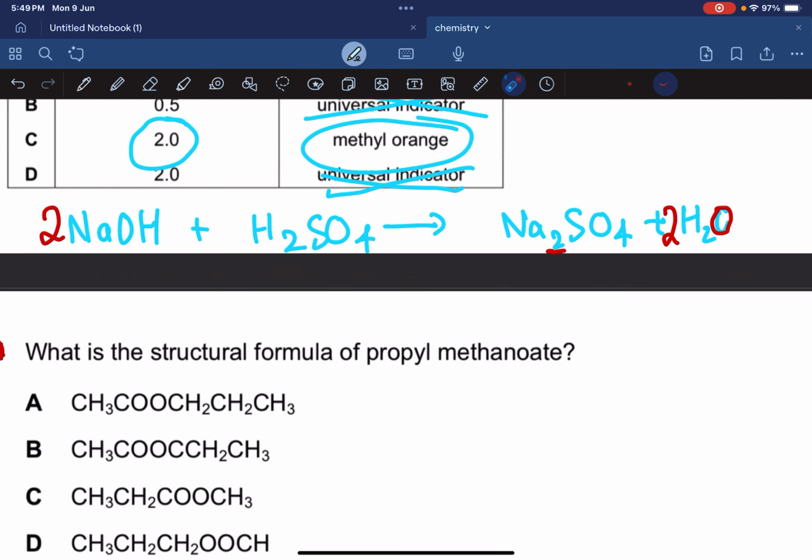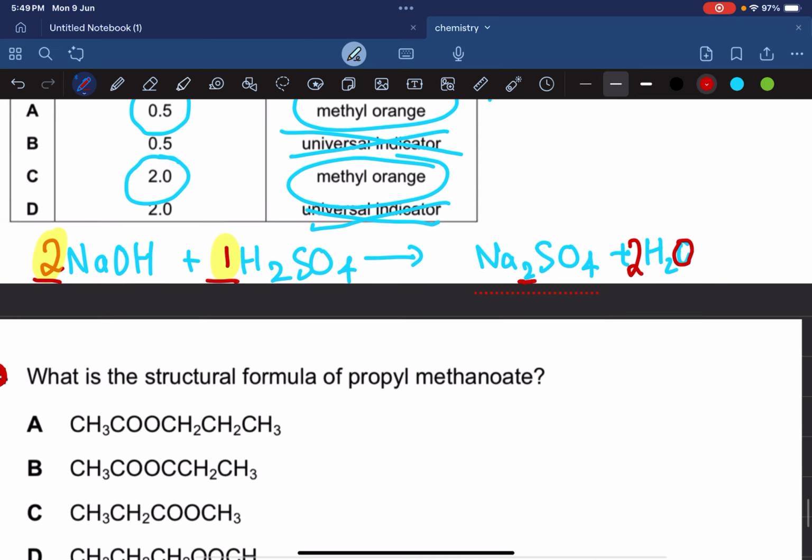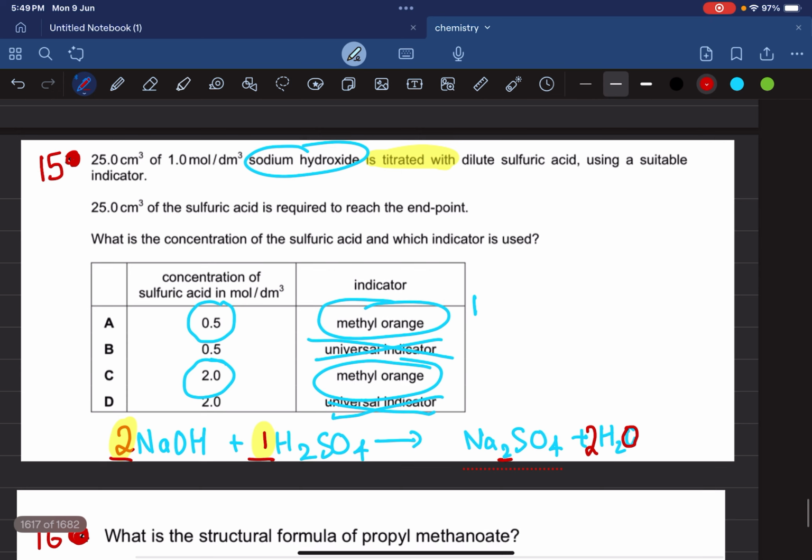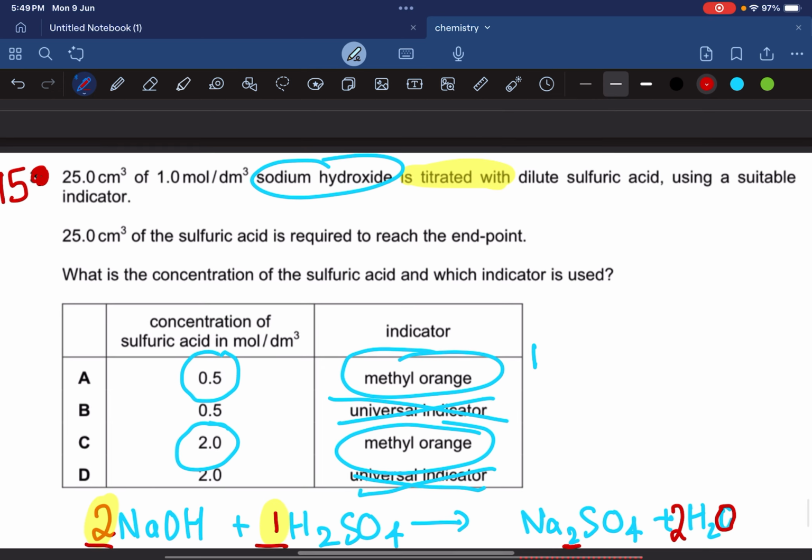Okay, so this is the complete balanced equation. And I told you the balanced equations are the best thing. 2 moles of NaOH will react with 1 mole of sulfuric acid. Okay, 2 moles of NaOH will react with 1 mole of sulfuric acid. So now, 2 moles of NaOH will react with 1 mole. Okay, how many moles over here do you have?